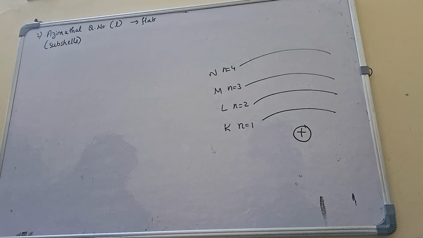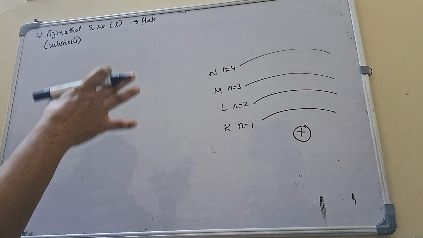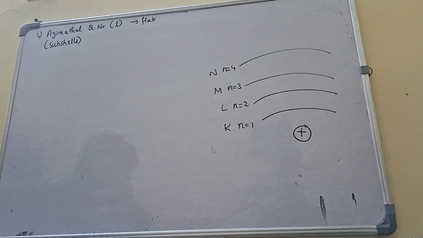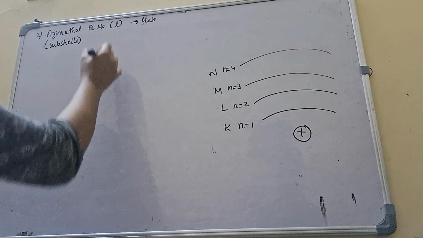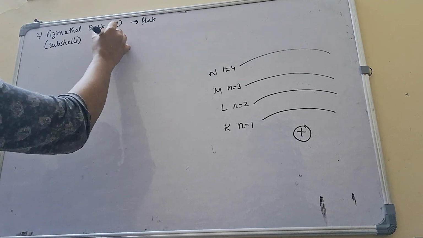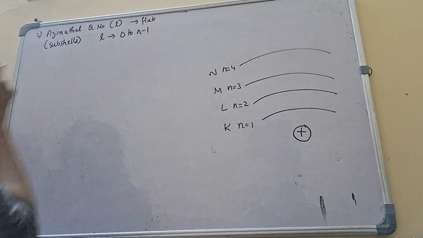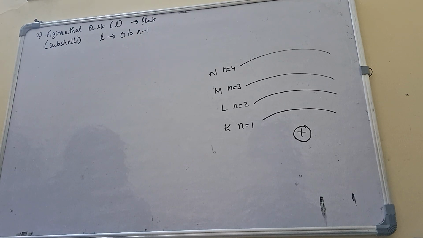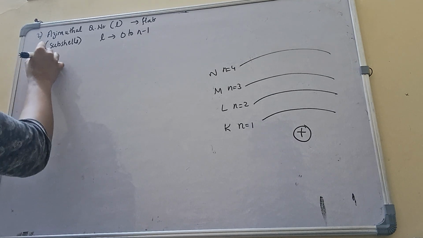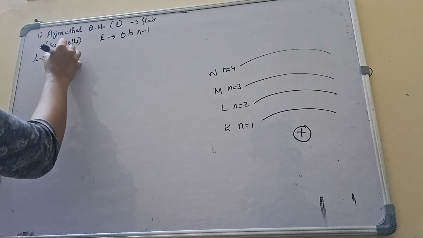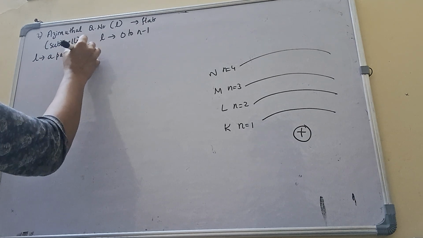Now please understand, all this is imaginary; we visualize them to be like that. So let's go further. The value of l depends on n. So the value of l is 0 to n minus 1. Every value of l will represent a particular subshell.